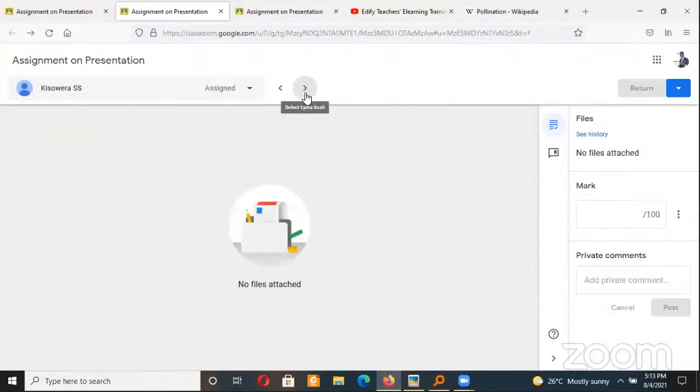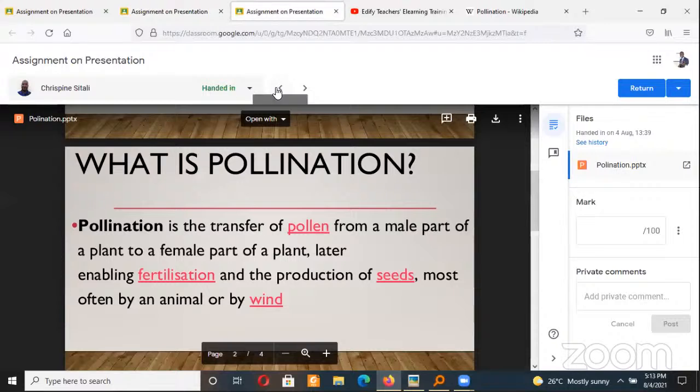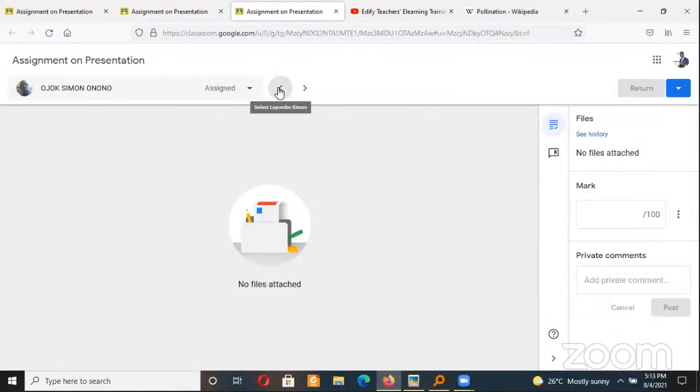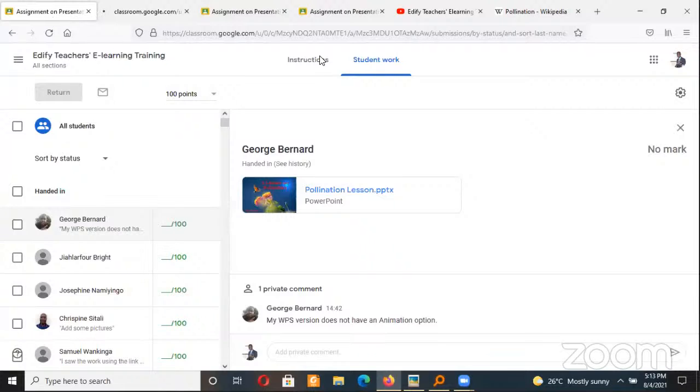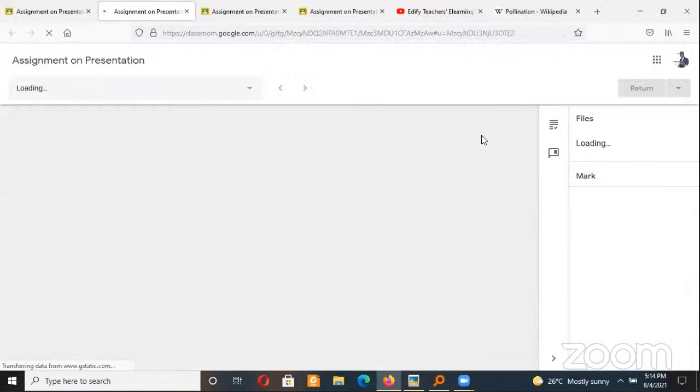I can go to another person by just scrolling. If I scroll through, I see other students here, they have not submitted work. If I go backwards, let me see here. Okay, maybe I just have to go back to the classroom and open another person's work. So that is what we go to. I'm seeing George Bernard has also handed in his assignment, and it is loading.